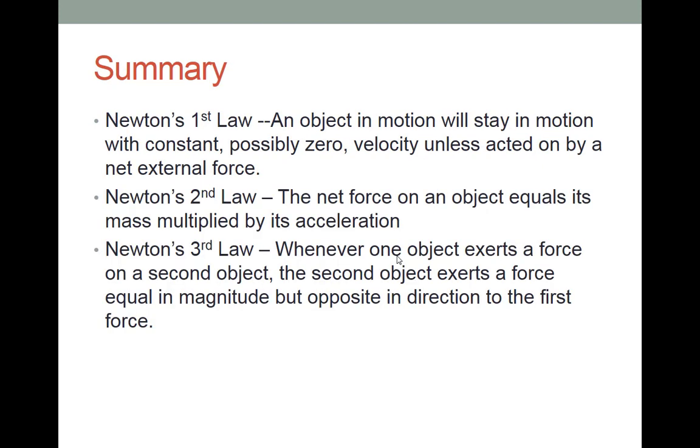So reviewing really quick, we now have all three of Newton's laws for forces. The first law is an object in motion will stay in motion with constant, possibly zero velocity, unless acted on by a net external force. Newton's second law tells us that if there is a net force, then it equals mass multiplied by acceleration. And the third law, we just saw, is that when one object exerts a force on a second, the second object exerts a force equal in magnitude, but opposite in direction to the first.